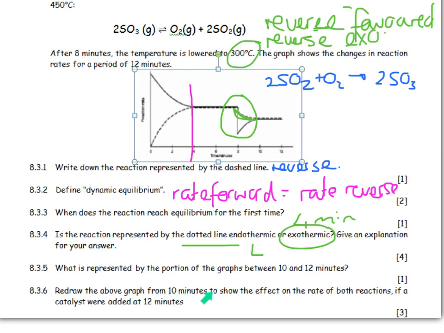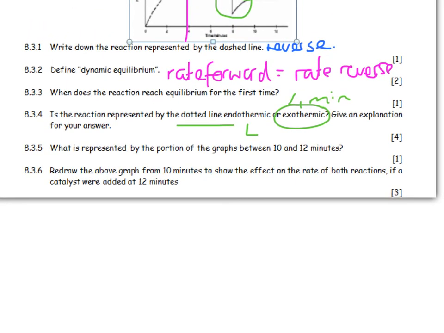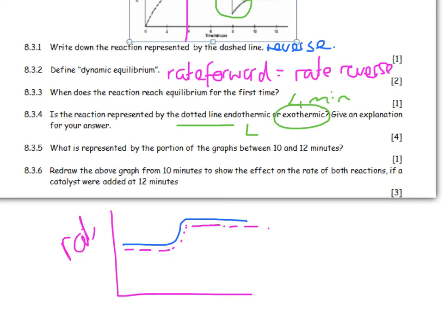Redraw the above graph from 10 minutes to show the effect on the rate of both reactions if a catalyst is added. Now remember, a catalyst doesn't favor forward or reverse. All that's going to happen is it's going to increase the rate of both reactions. So you start with your solid, it goes up a bit and re-equilibrates. You use your dotted, it does exactly the same thing and re-equilibrates. So that is the kind of shape you are looking for. You would need to have labeled your graph with a rate and a time, and you would have had to have said 12 minutes in order to get all of your marks.